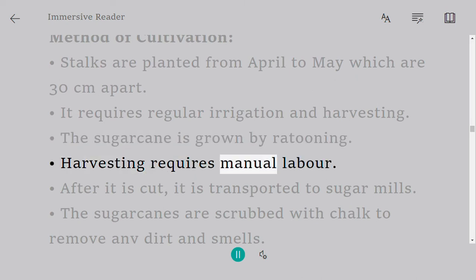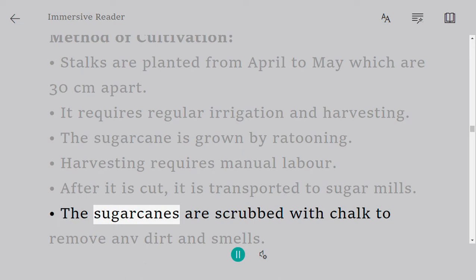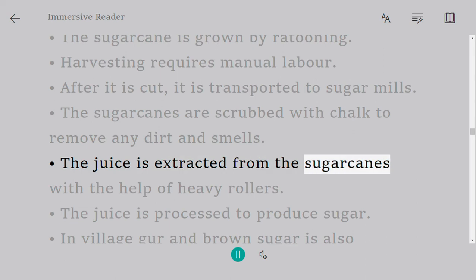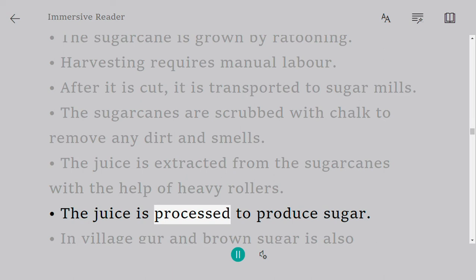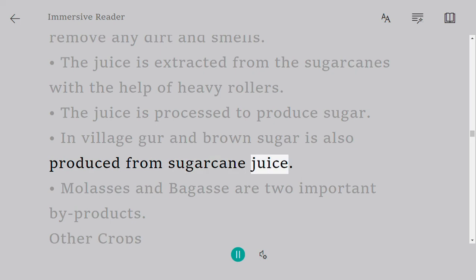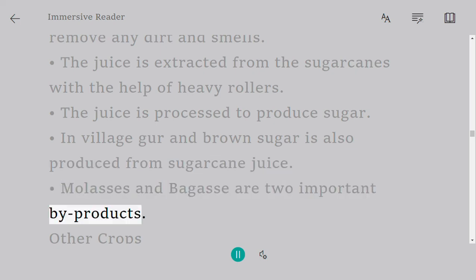Harvesting requires manual labor. After it is cut, it is transported to sugar mills. The sugarcanes are scrubbed with chalk to remove any dirt and smells. The juice is extracted from the sugarcanes with the help of heavy rollers. The juice is processed to produce sugar. In villages, gur and brown sugar is also produced from sugarcane juice. Molasses and bagasse are two important byproducts.